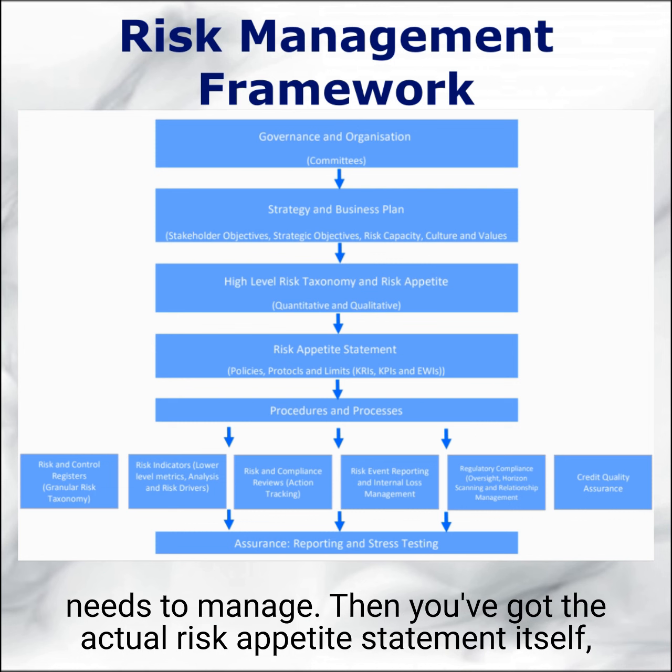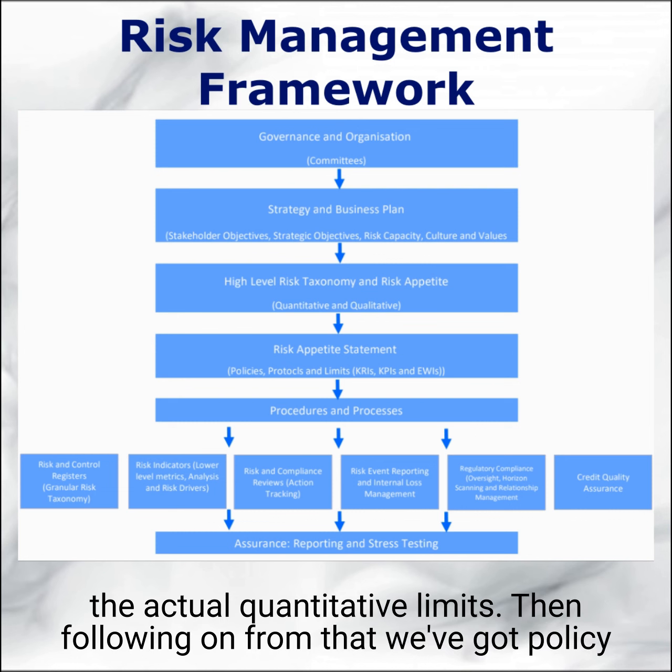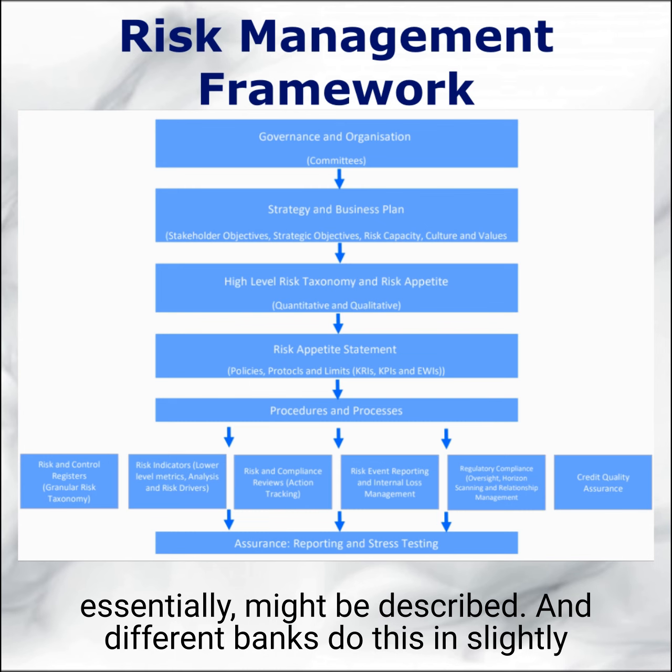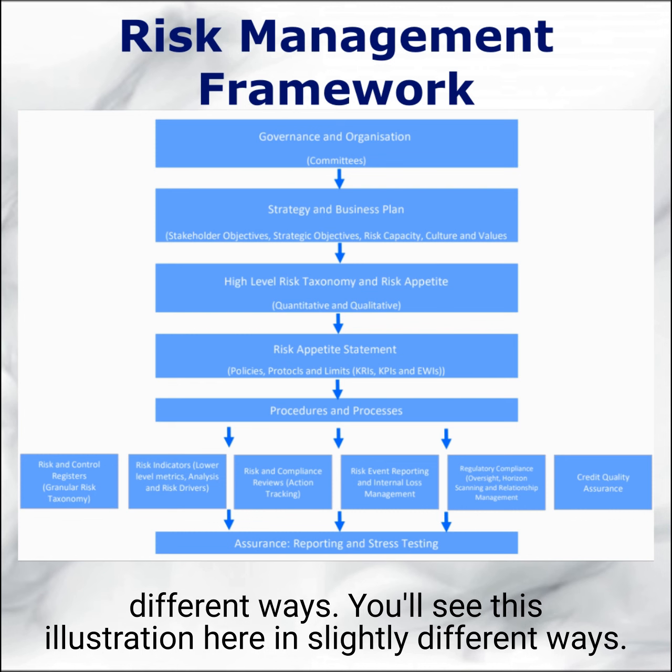All right. Then you've got the actual risk appetite statement itself, the actual quantitative limits. Then following on from that, we've got policy documents, procedures, and processes. That's how a risk management framework essentially might be described. And different banks do this in slightly different ways. You'll see this illustration here in slightly different ways.